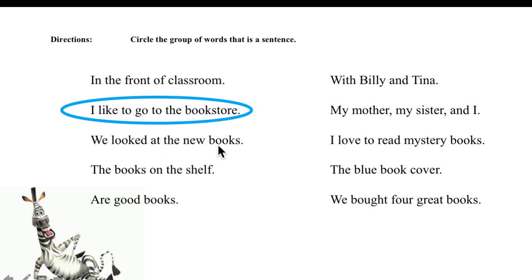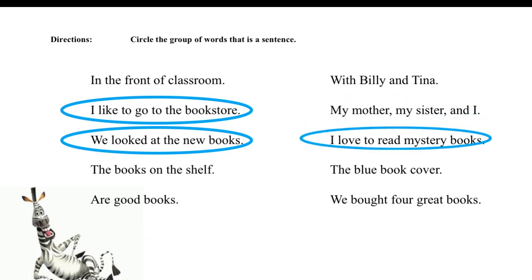We looked at the new books. Is this a sentence? Yes, it is. We is the subject, and what did we do? Looked at the new books. That is a predicate. That means it makes sense. I love to read mystery books. Is this a sentence? Yes, it is. I love to read mystery books. It makes sense.